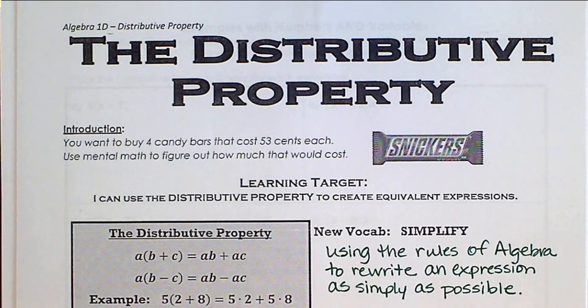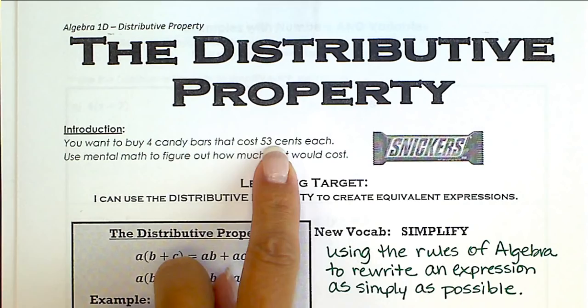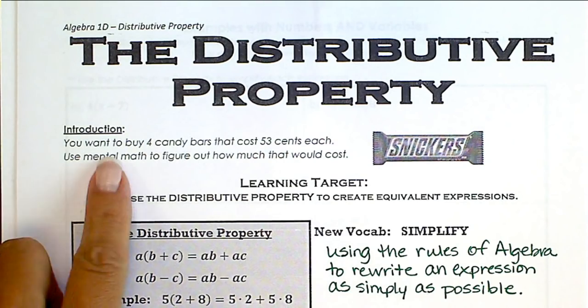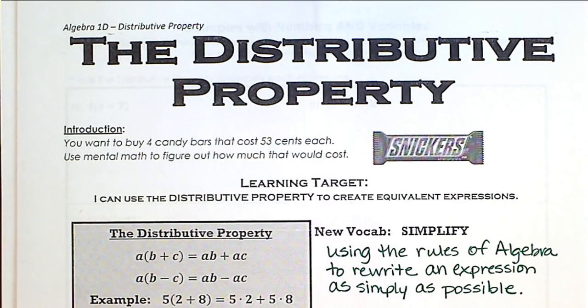So today we're going to be talking about Algebra 1D, the distributive property. Now, one quick introduction. Let's say you want to buy 4 candy bars and they're 53 cents each. We're going to try to do mental math to figure out how much each would cost. Well, if I know that the candy bars were only 50 cents each, I would know that's $2.